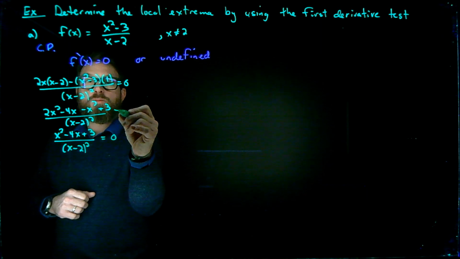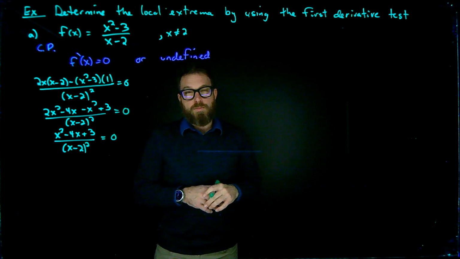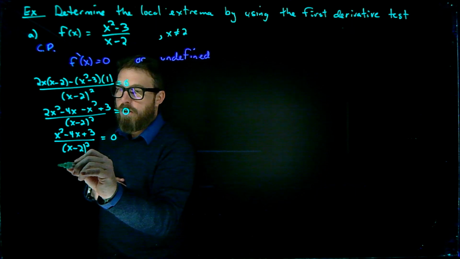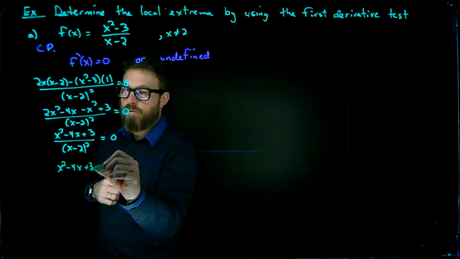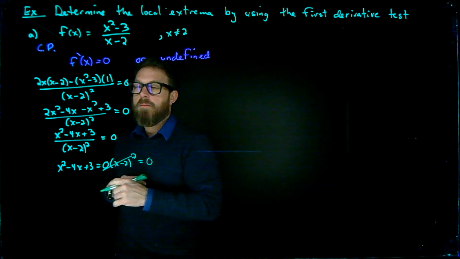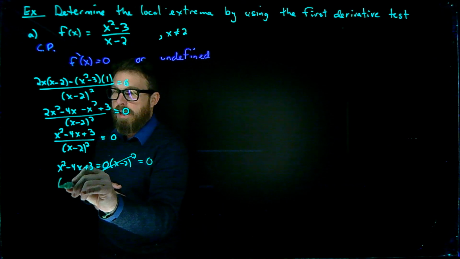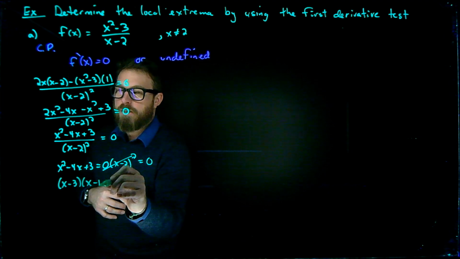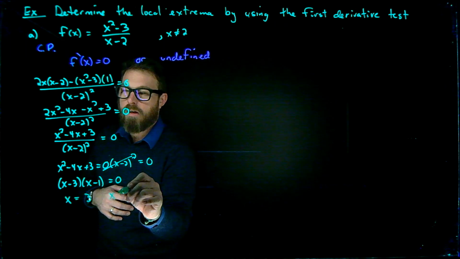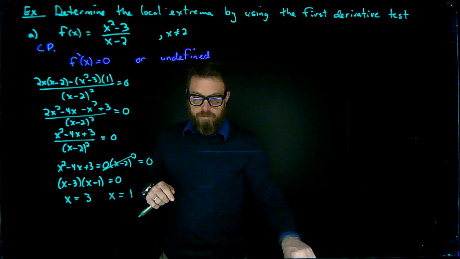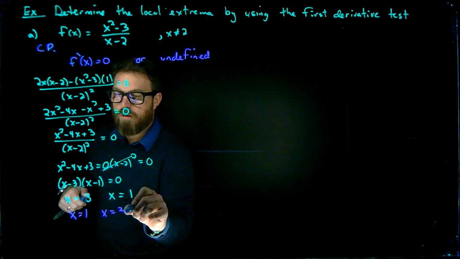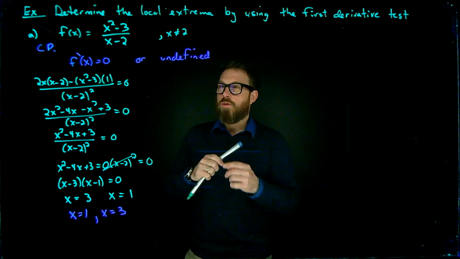Now remember, we're asking when this thing is equal to 0, and a fraction is going to be equal to 0 when its numerator is equal to 0, because I'm going to multiply both sides by the denominator. So x squared minus 4x plus 3 is equal to 0 times (x minus 2) squared, which means this will just spit out 0. Then factoring this, I get (x minus 3)(x minus 1) equal to 0. So what I have is critical values of x equal to 3 and also x equal to 1. Those are my critical values. Let's do them in order. Critical values are critical points.